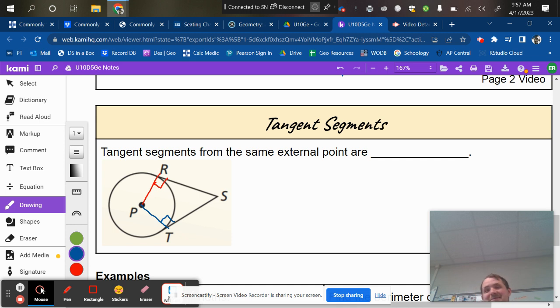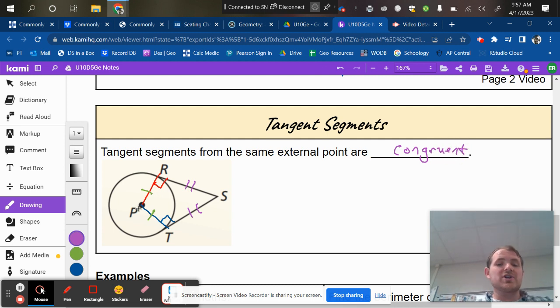Well, anyways, when you said kite, great job. Those are congruent. If I'm telling you it is a kite, what can you say about the outside sides? Do they look congruent? So when you called it a kite, you were right. It is a kite. Those are going to be congruent. So tangent segments from the same external point are congruent.